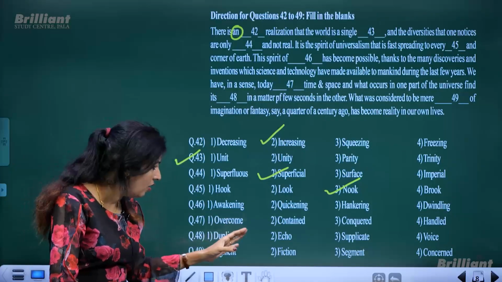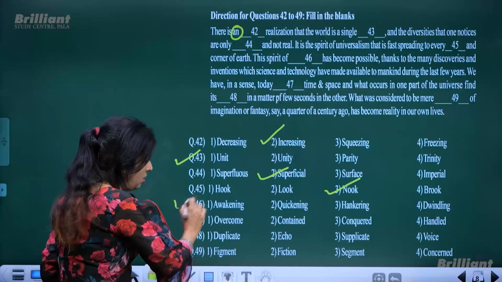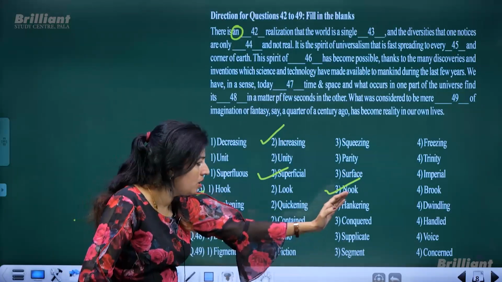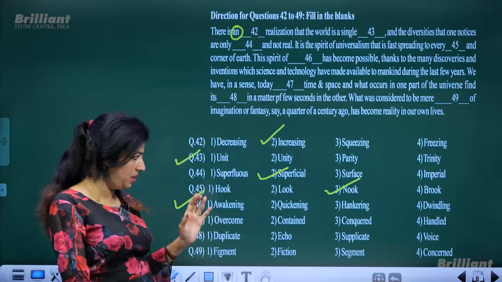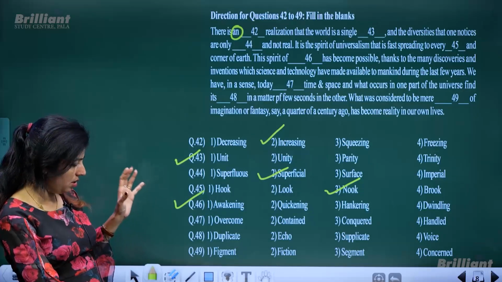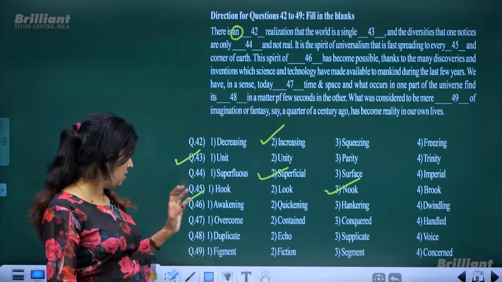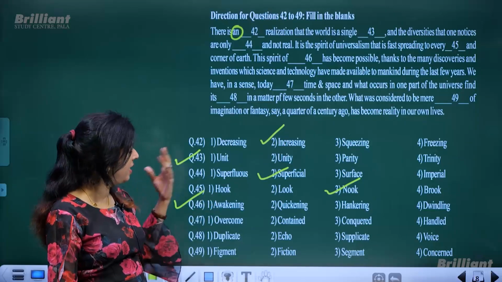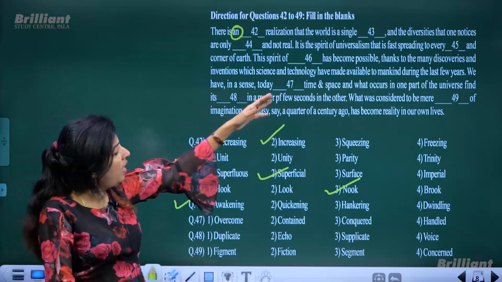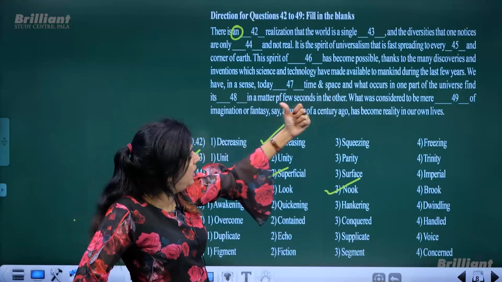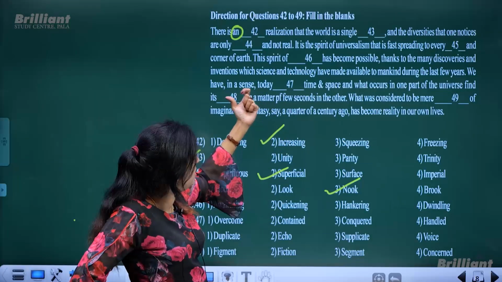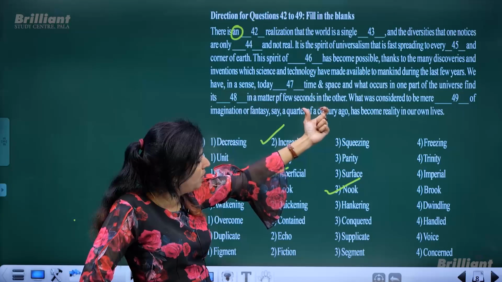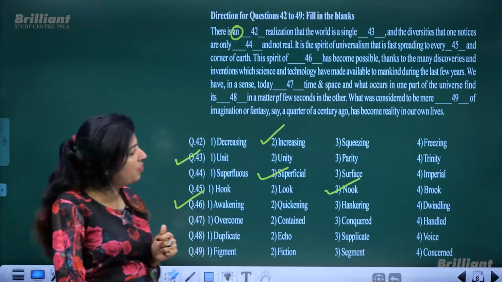This spirit of awakening, not quickening, hankering or dwindling. Hankering means something like slowing down, dwindling. So awakening, realization, awakening. The spirit of awakening has become possible thanks to the many discoveries and inventions which science and technology have made available to mankind during the last few years.